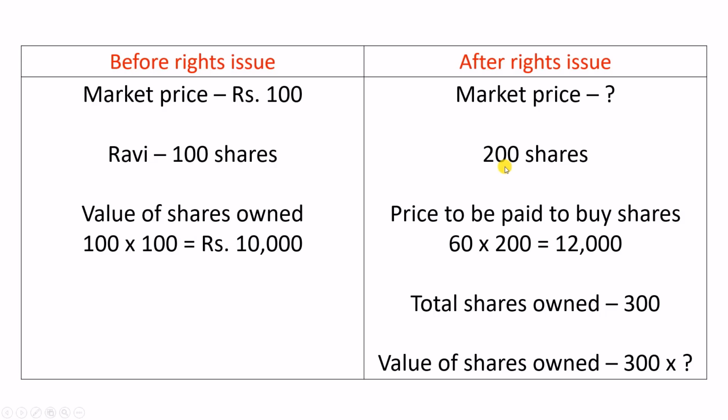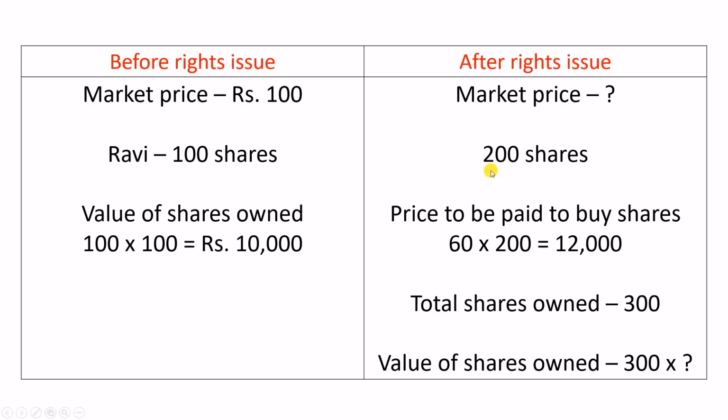But let us say that the company decides to offer shares at 60 rupees each. So market price is 100 and the company decides to offer extra shares at 60 rupees each. Now, this is a rights issue. Ravi can exercise the right or he may pass, meaning he can buy 200 shares if he wants.